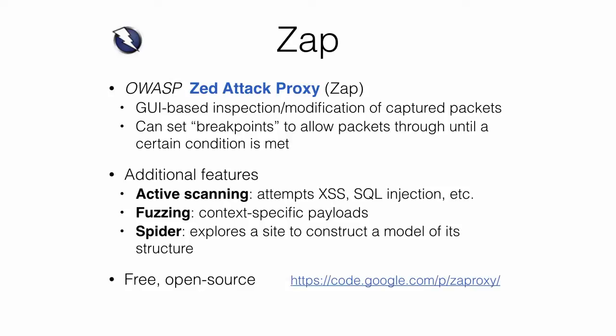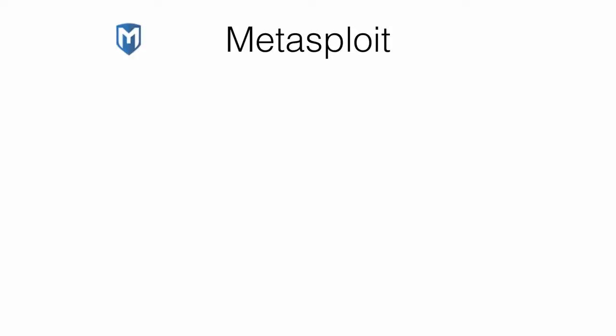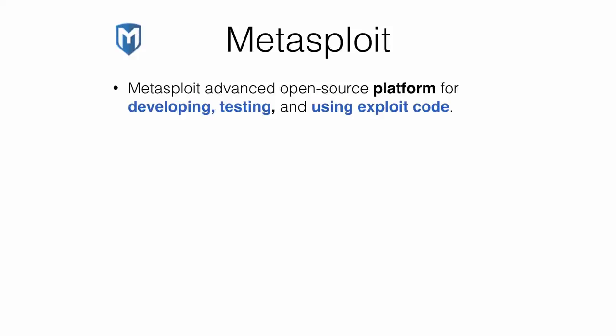ZAP is free and open source, but commercial tools are available as well, such as the Burp Suite. This is quite popular among professional testers. There is a free version of it, but the professional version actually doesn't cost that much more and provides many useful features. The third and final tool we'll consider that a pen tester may find useful is Metasploit.